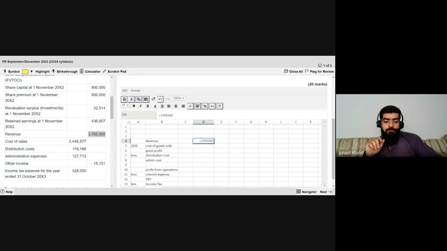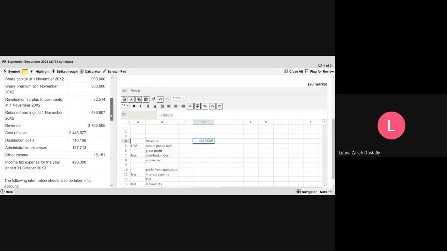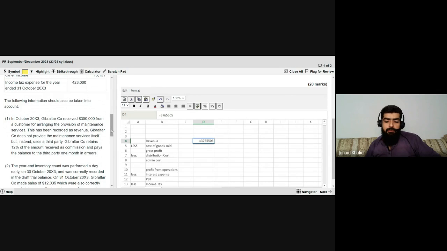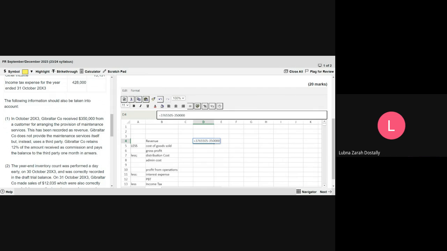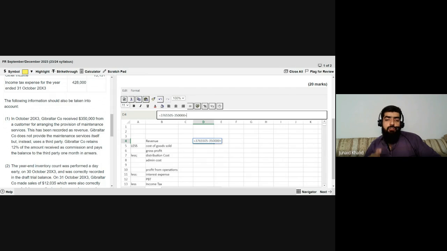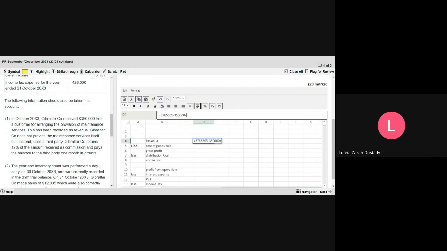Now, what we have to do, we know that that revenue is not correct. Am I right? 350,000 should not be recorded. So what we will be doing? Less, subtracting 3,50,000, and the revenue that should have been recognized is the 12% of only 350,000.